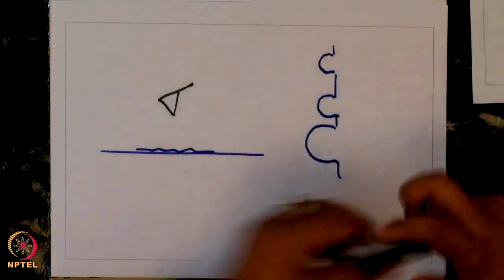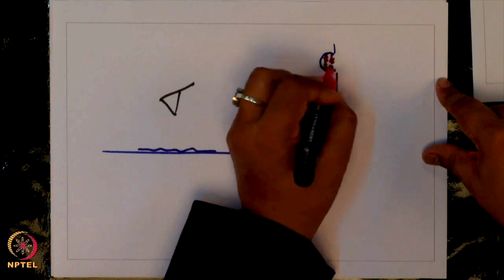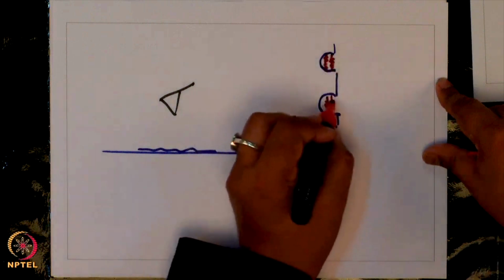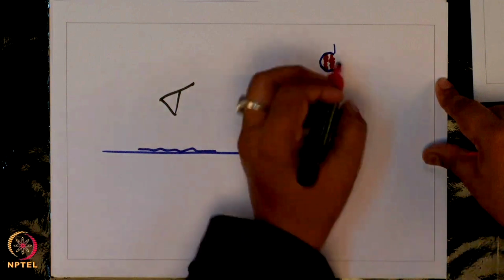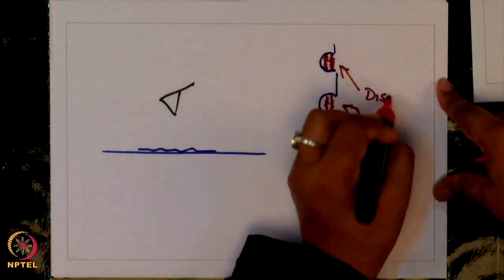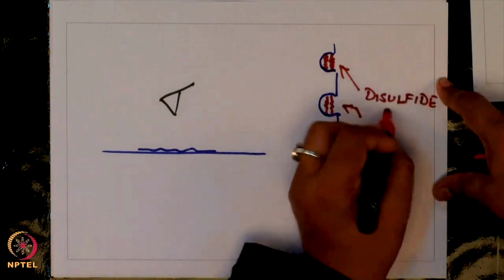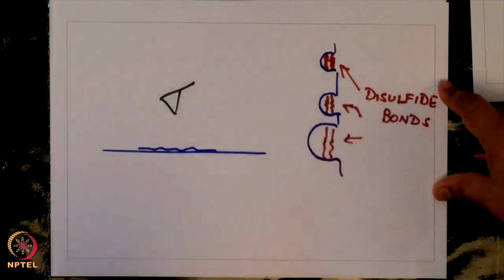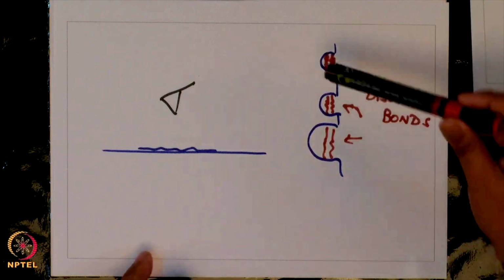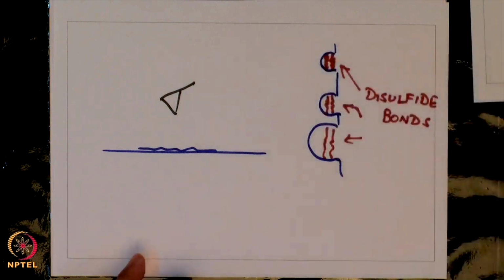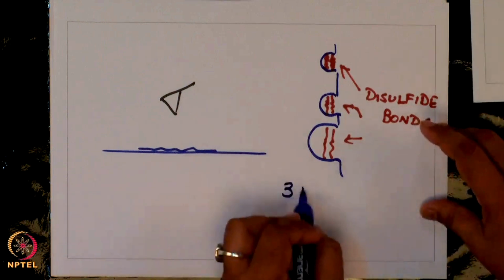And these are disulfide bonds. So, what I have drawn is an imaginary protein which has 3 folded domains. So, this particular protein that I have drawn has 3 folded domains.